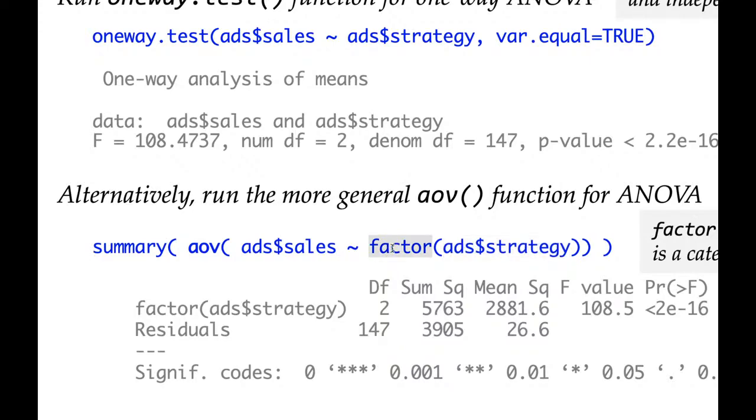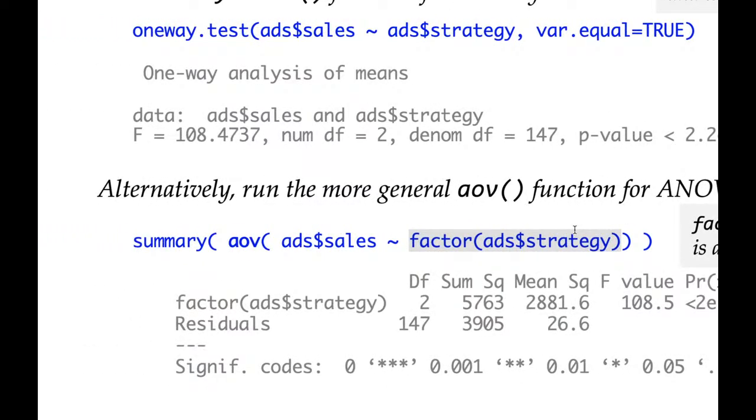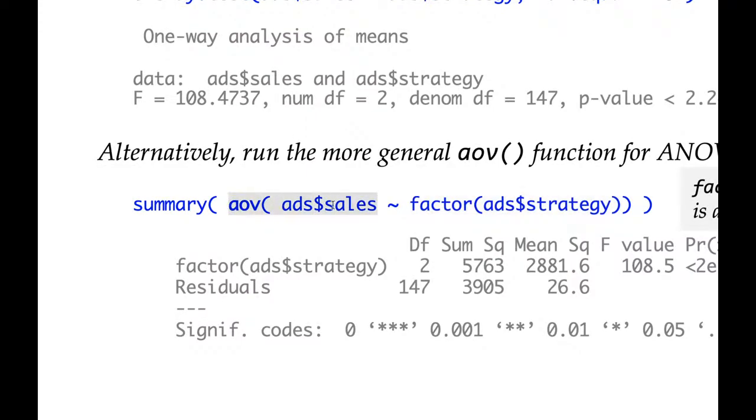So I use this function called factor to tell R that these three strategies that it's going to find in this column, 1, 2, and 3, are just categorical variables. All right, so factor tells R that this is a categorical variable called strategy. 1 is not smaller than 2. They're just called 1, 2, 3. I could have called them A, B, C. All right, and AOV performs the same analysis of variance.